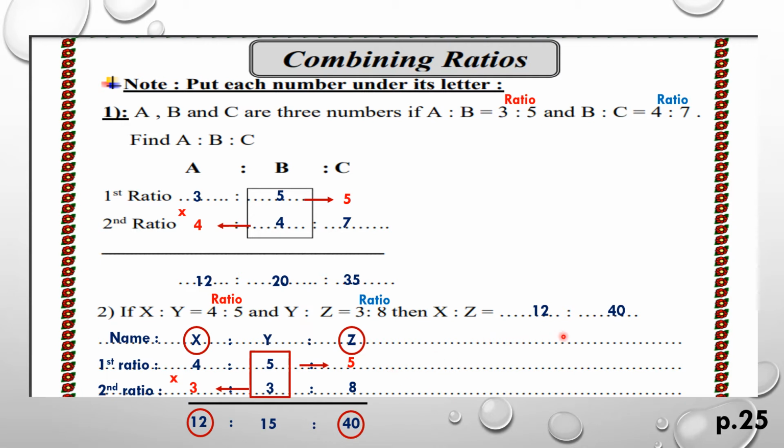But pay attention, is this the simplest form or we can simplify? Yes, we can simplify. 12 and 40 can be divided by 4. So we are going to simplify dividing by 4. It will be 3 to 10. This is my final and this is the simplest form.